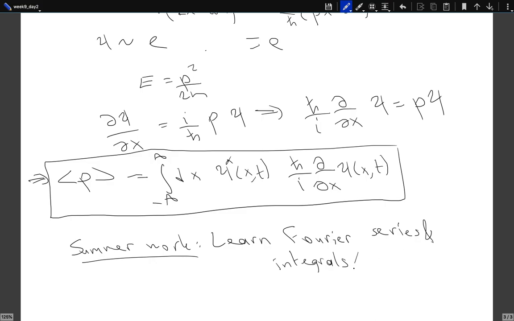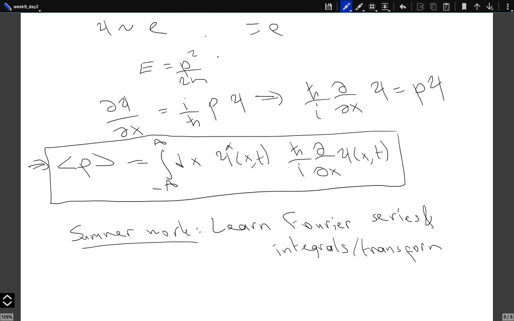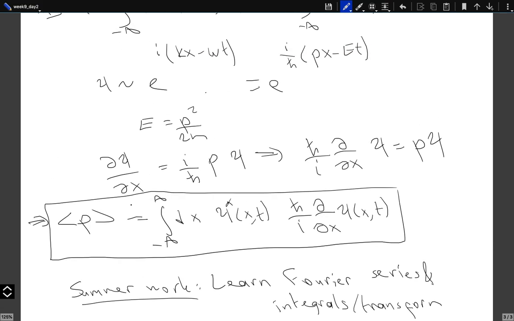Fourier integrals, Fourier transform, they are the same thing. Well, the difference between the series and integrals is that Fourier series is for functions that are periodic. Fourier integrals is for functions that are not periodic. Okay, so now we know how to calculate the average momentum.